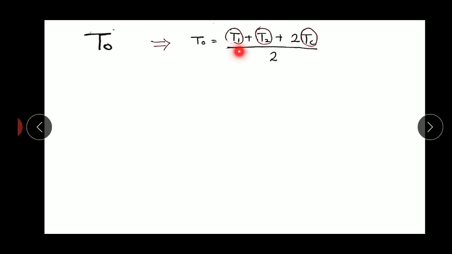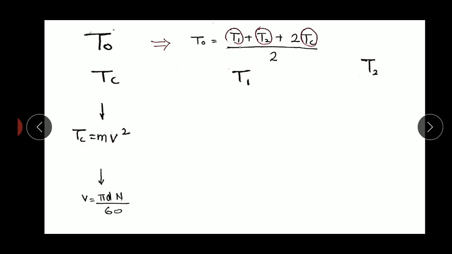Remember, T1 is not Tmax right now because we have to consider the effect of centrifugal tension. So let's find all 3 individually: Tc, T1 and T2. First let's find Tc. We have the formula for Tc equal to m v squared. Mass per unit length is given, but the velocity of the belt is still unknown. We can find the velocity of the belt using the formula pi d1 n1 upon 60 or pi d2 n2 upon 60. Once we find the velocity of the belt, we can easily find the centrifugal tension Tc.